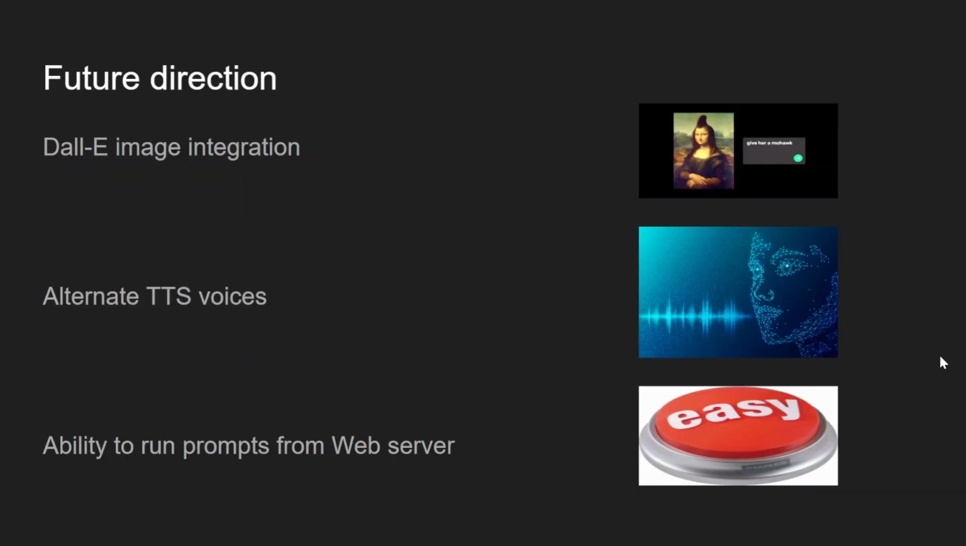For the future direction of our application, we'd like to integrate different models of language AI that OpenAI has, such as DALL-E images or maybe ChatGPT 4, which is the more current version of their modern language model. Also, alternate TTS voices. It's still very robotic, which doesn't sound great, but it gets the job done. And then the ability to run prompts on the web server. This is actually something we wanted to implement in this milestone, but we weren't able to. So, the next one, but we hope to get that running.